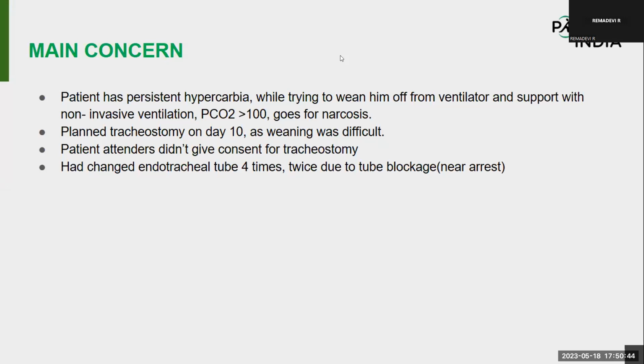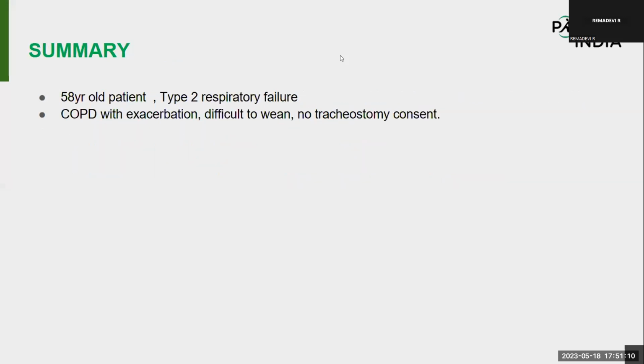Patient attenders didn't give consent for tracheostomy as he has been repeatedly getting admitted and put on NIV and an ET tube. He was coming out of the ventilator, so this time also they still had hope that he will come off the ventilator. We had to change the endotracheal tube 4 times in these 25 days. Of this, twice it was tube blockage and near cardiac arrest.